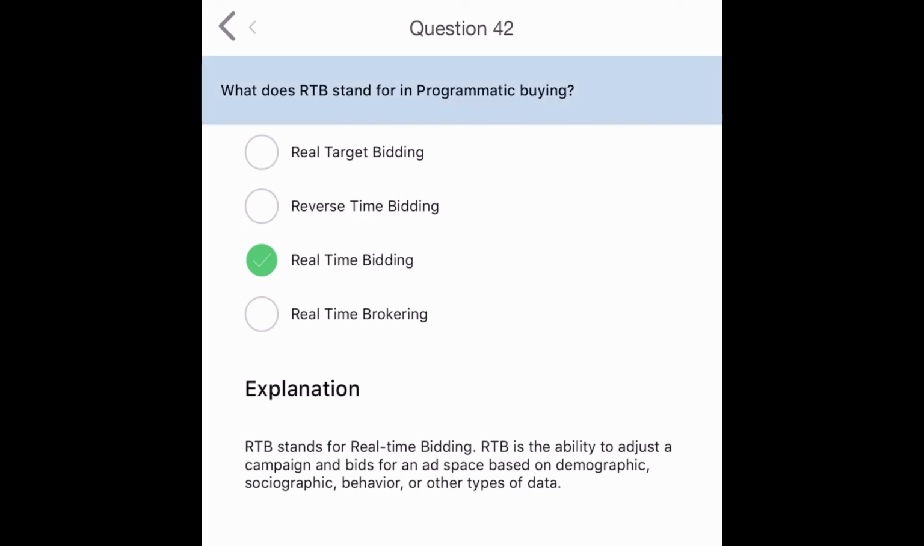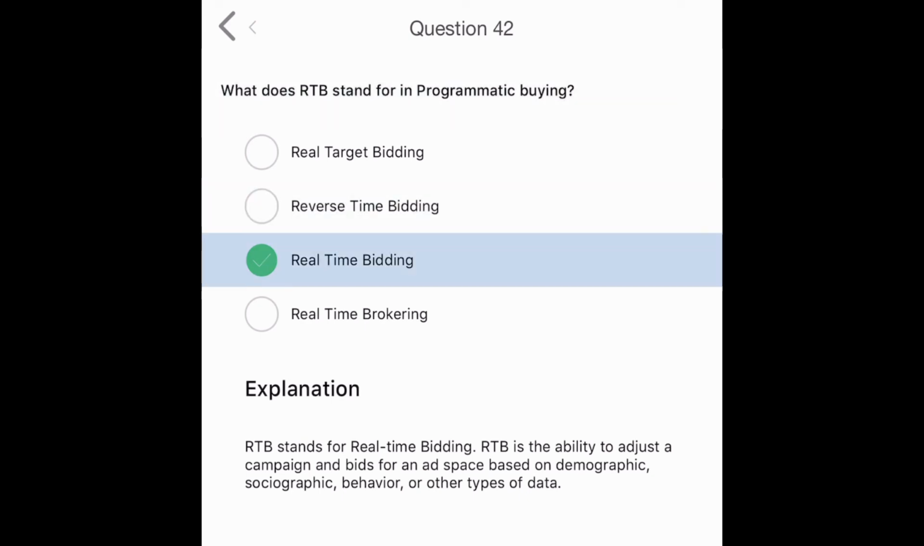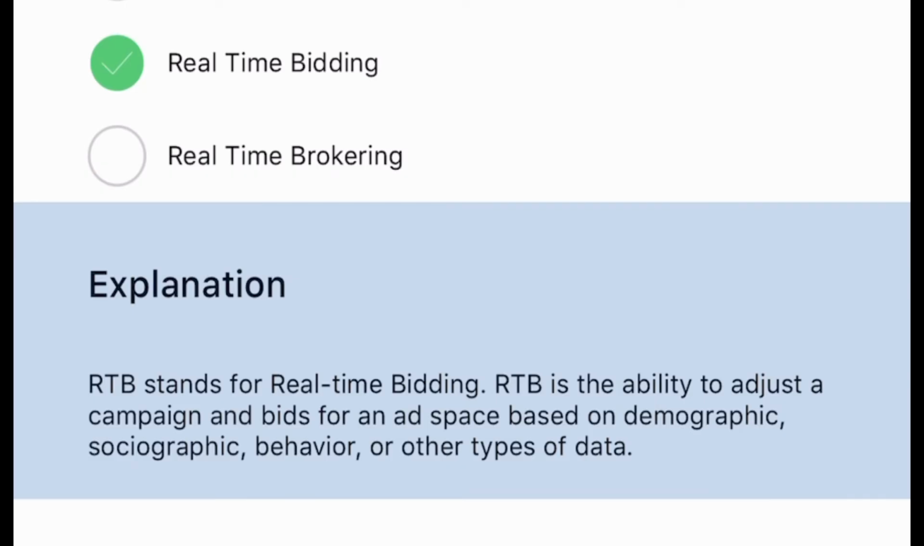What does RTB stand for in programmatic buying? Real-time bidding. Explanation. RTB stands for real-time bidding. RTB is the ability to adjust a campaign and bids for an ad space based on demographic, sociographic, behavior, or other types of data.